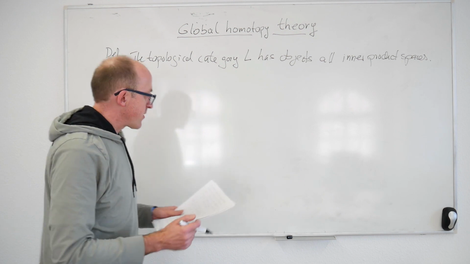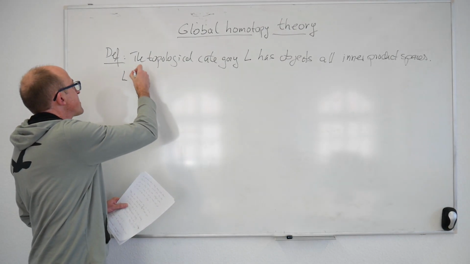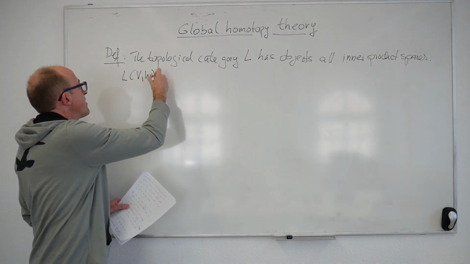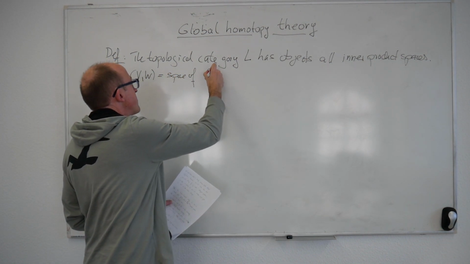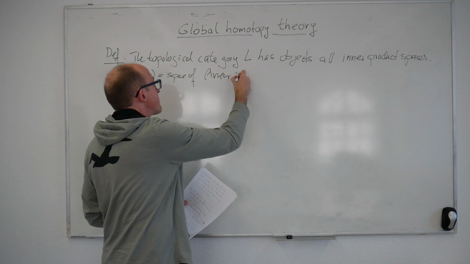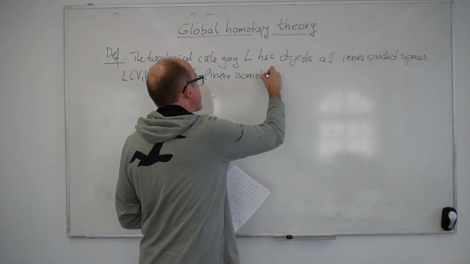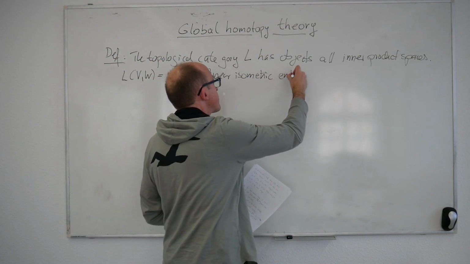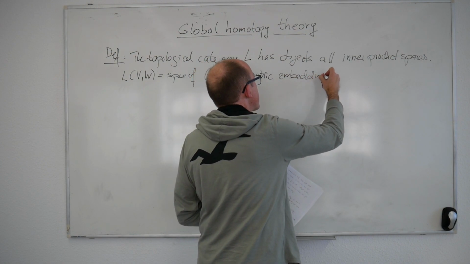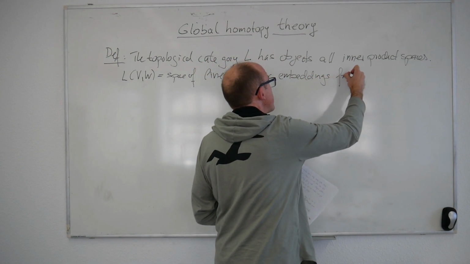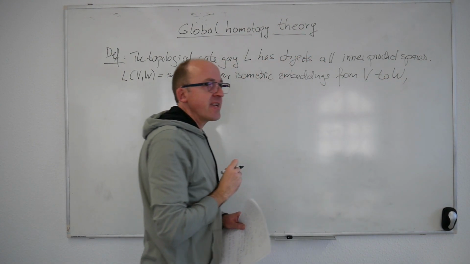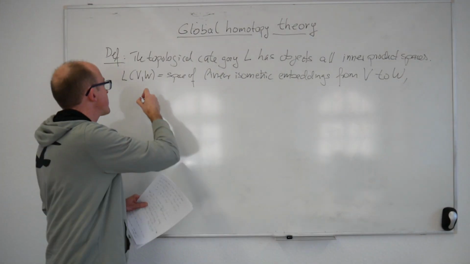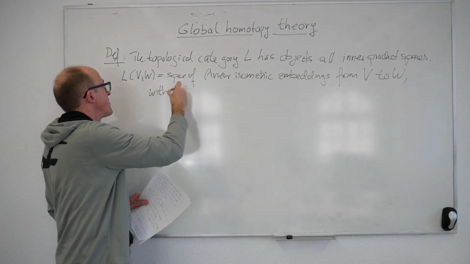So now if I have two of those, I need a space of morphisms. So L(V,W) is the space of linear isometric embeddings from V to W. And if I say space, I have to tell you how this is a space, and this has the Stiefel manifold topology.